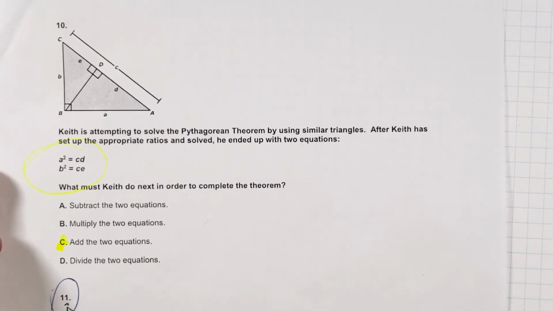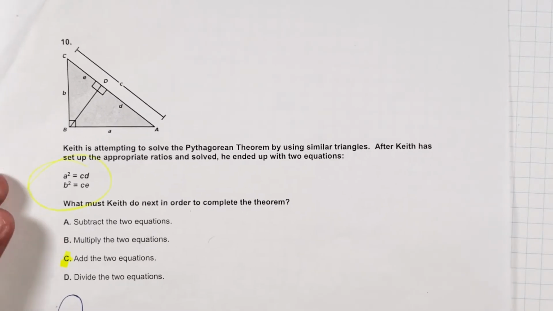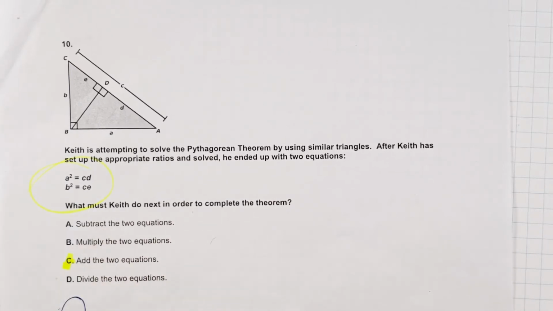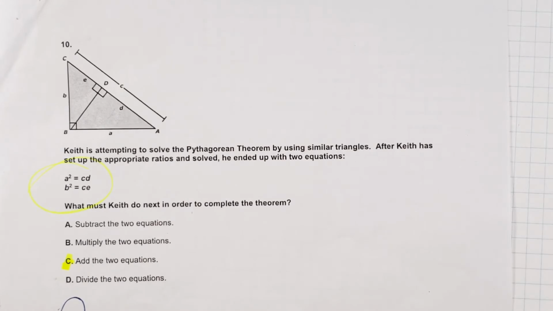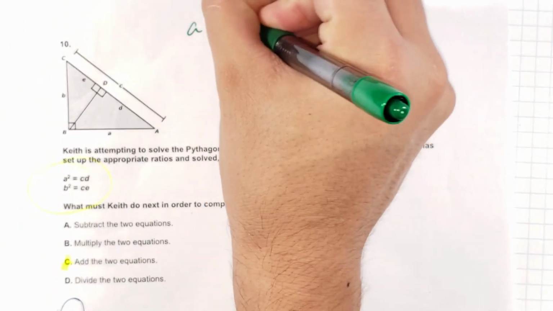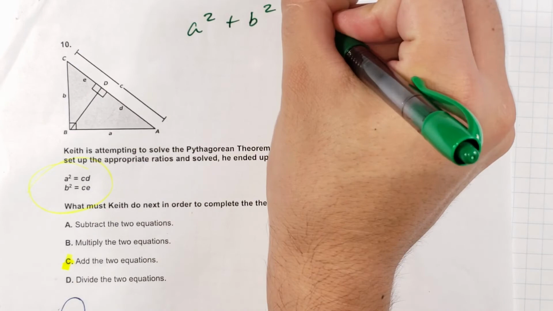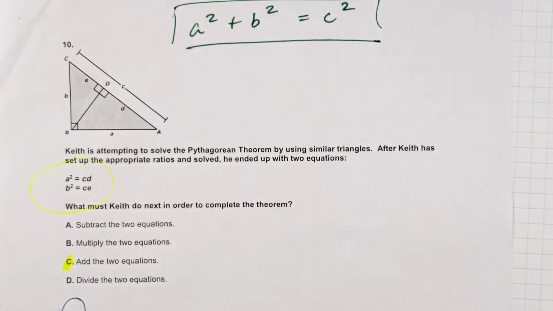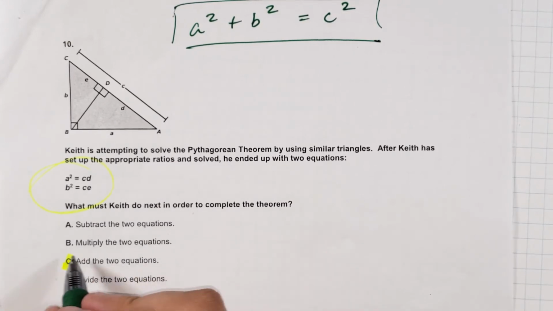Okay. Here we have this problem. It says Keith is attempting to solve the Pythagorean theorem by using similar triangles. After Keith has set up the appropriate ratios and solved, he ended up with two equations: a squared equals CD and b squared equals CE. What must Keith do in order to complete the theorem? Intuitively, hopefully you remember from pre-algebra, a squared plus b squared equals c squared. So if you were to take a guess in this problem, I would say add the two equations.